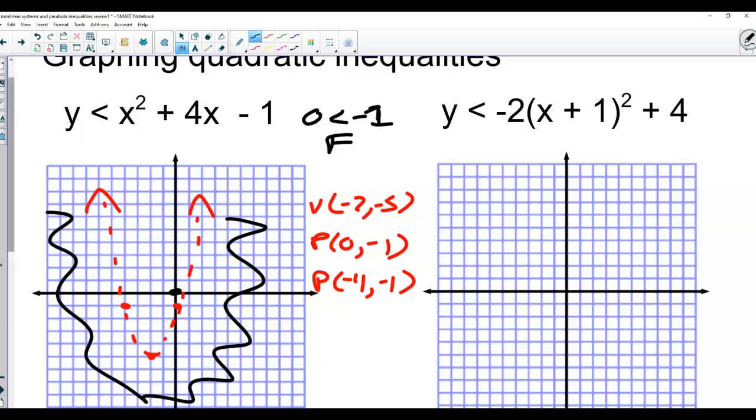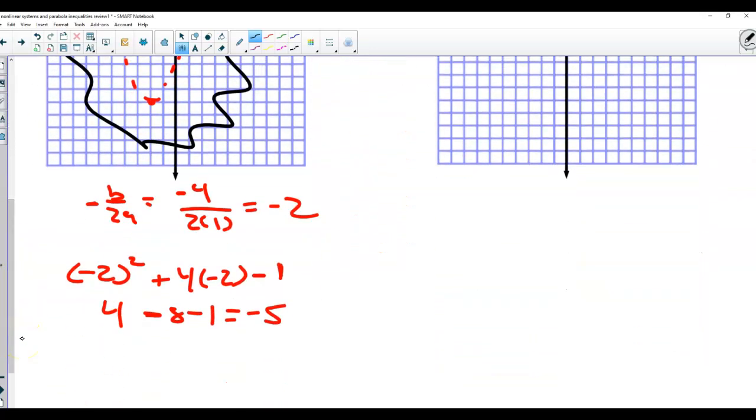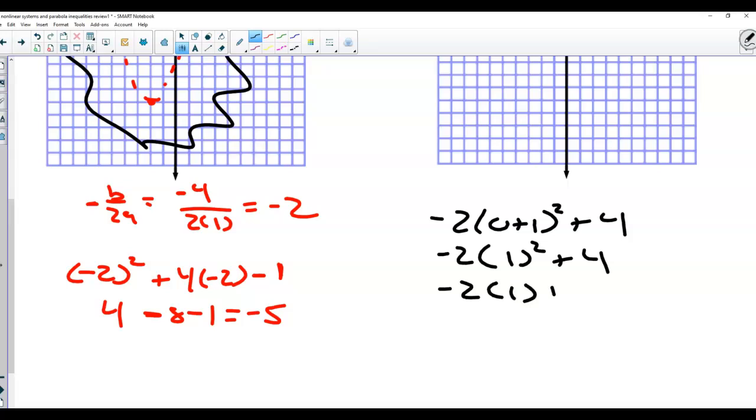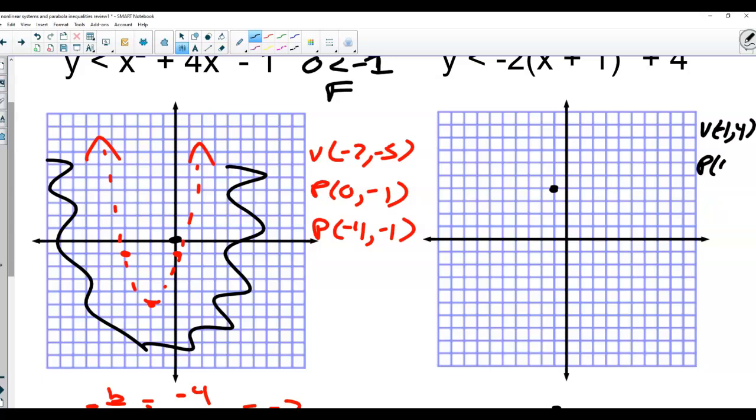That's it. The second one, my vertex I can get right away. It's negative 1, 4. And I'll draw that. Negative 1, 1, 2, 3, 4. We know this is opening down. I'm going to plug 0 in for my x. 1 squared is 1. Negative 2 plus 4 is equal to 2. So my next point here, 0, 2. That's right here. Which means I got to go over 1 the other way. Negative 2, 2. Those are my points.